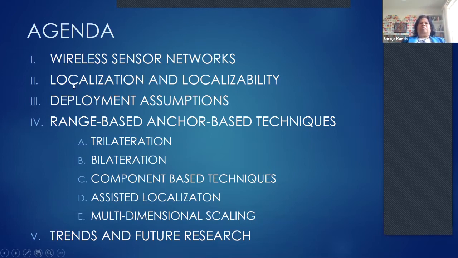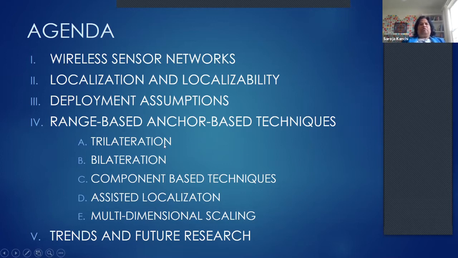And then I will talk about what localization means in the wireless sensor network and why it's important, and are we able to localize, and how far, and what does localizability mean? And then I will also illustrate why localization techniques can change quite a bit with respect to how we deploy these sensors and where they're deployed and what the assumptions are of the deployment. And you will see there are numerous ways to deploy these sensors.